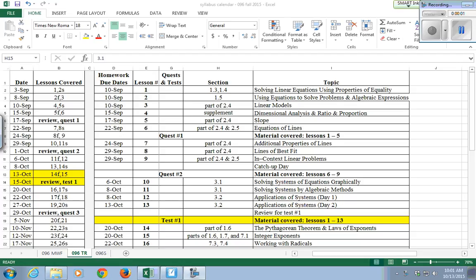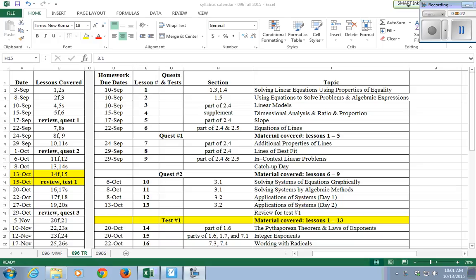Okay, so we are going to do some lessons today. The material we cover today is not going to be on your test on Thursday. Your test 1 is this Thursday, the 15th. It's going to cover lessons 1 through 13. Okay, so basically everything before today.